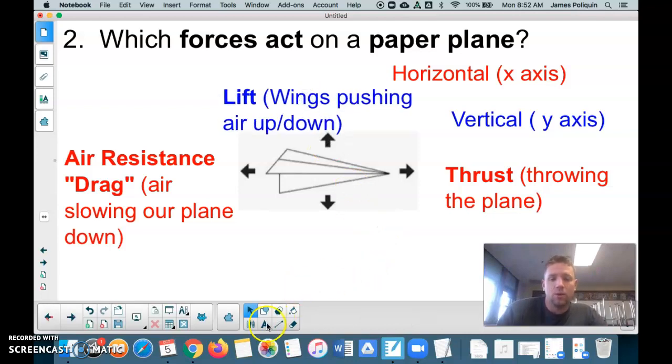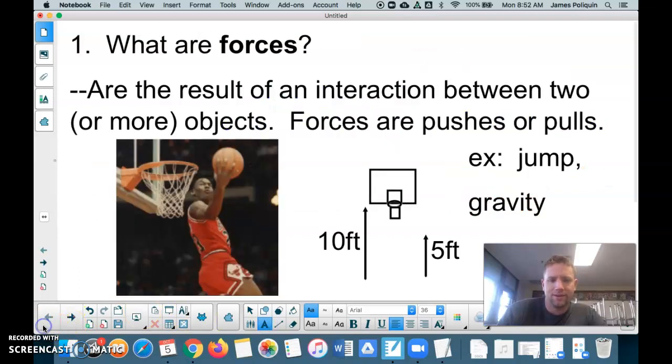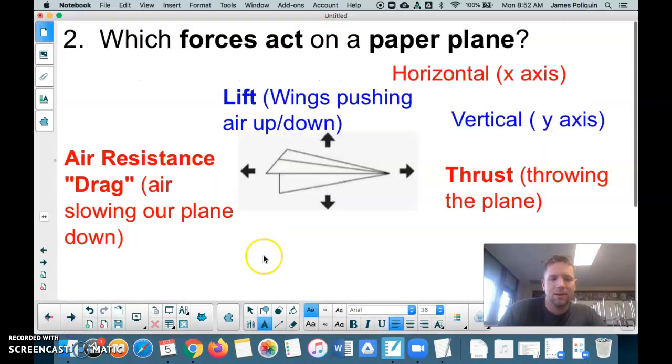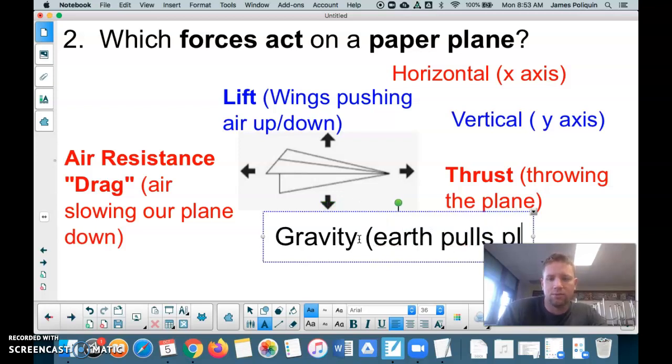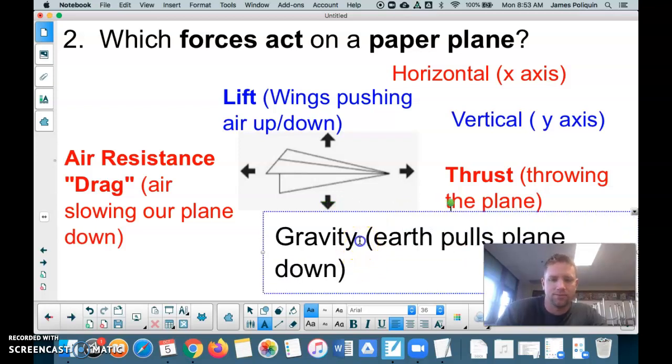Lift keeps it up. What pulls our plane down? Same thing as what pulled MJ down: gravity. What pulls our plane down? Same thing. Gravity. And the Earth is responsible for the gravity that we feel, mainly. Earth pulls the plane down.